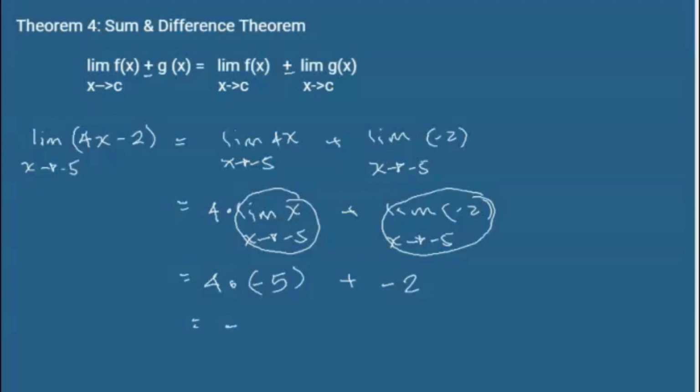So 4 times negative 5 is negative 20 plus negative 2. So negative 20 plus negative 2 is negative 22. So that's the answer for the limit of 4x minus 2 as x approaches negative 5.